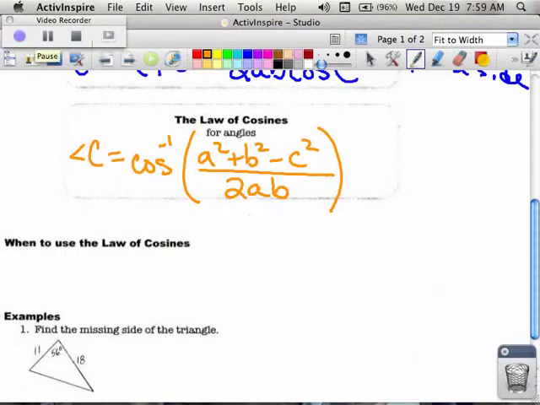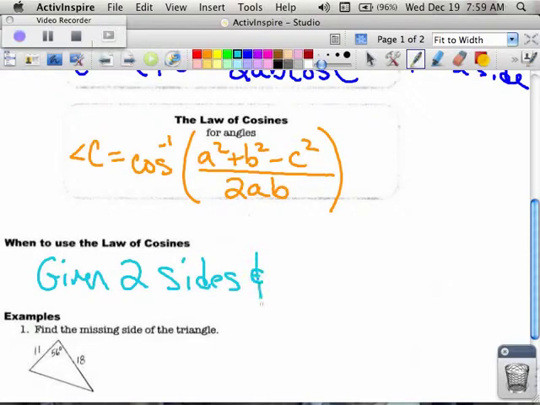Down below, we already actually talked about this part. We talked about the reason that you will use the law of cosines is when you're given two sides and the included angle, which means the angle in between those two sides. So the example up above in the think about it with the two balloons and finding how far apart they were, that was the example of when you would use the law of cosines.